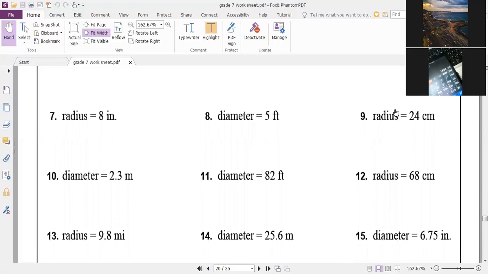If I have the diameter, I must divide this number over 2. If you have the radius, you can solve directly. Here, I need you now to solve number 10 and 11 alone, and after that we'll check the answer. I will give you 2 minutes. Write the answer in the chat box. Take care, he gives me the diameter.